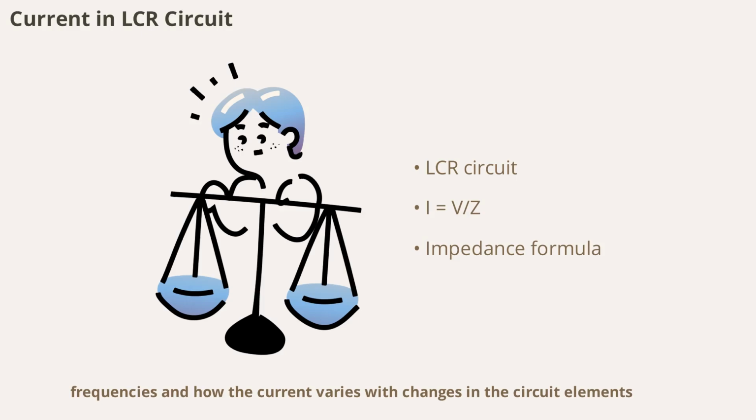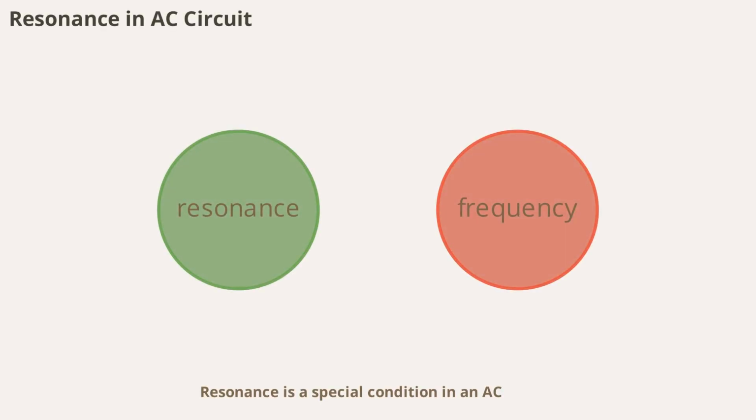the circuit elements. Resonance is a special condition in an AC circuit where the inductive reactance equals the capacitive reactance, causing the impedance to be at its minimum and the current to be at its maximum. This occurs at a specific frequency called the resonant frequency. Resonance is widely used in radio, television, and communication systems to select desired frequencies and filter out unwanted ones. Understanding resonance helps in designing circuits that can efficiently transfer energy at specific frequencies.